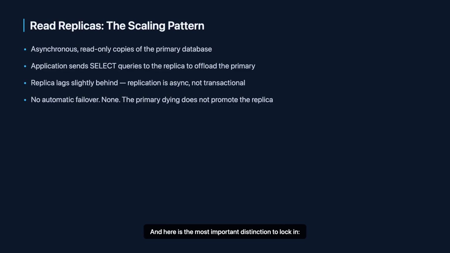And here is the most important distinction to lock in: there is no automatic failover. If the primary dies, the replica keeps serving stale reads and nothing else happens. You can manually promote it, but that's a disaster recovery procedure, not high availability.